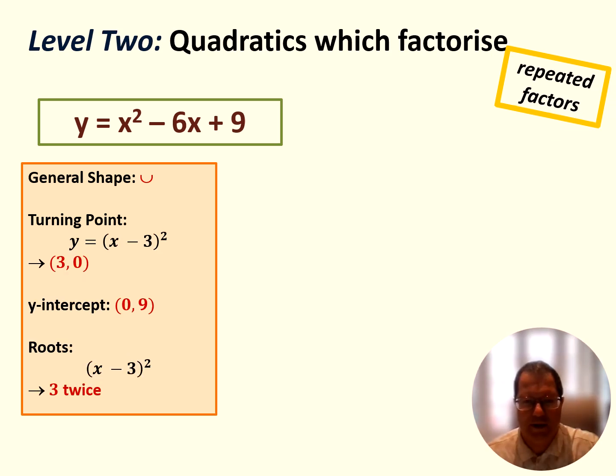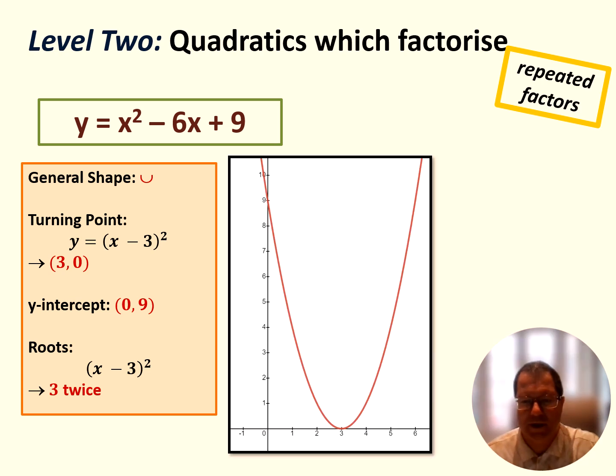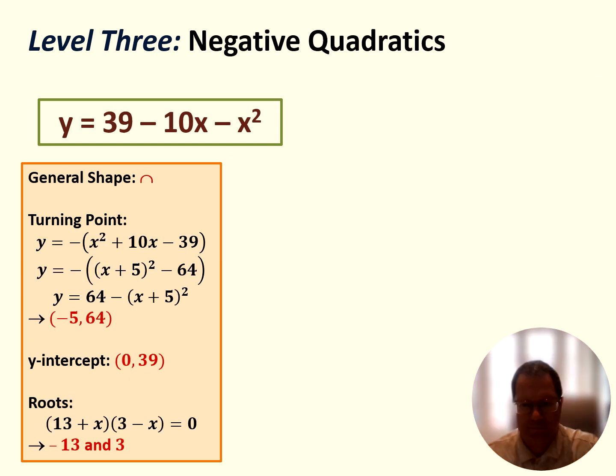What we have here is level 2, which I've called quadratics which factorise with repeated factors. So x squared minus 6x plus 9. If you complete the square or factorise it, you just get (x minus 3) squared. So the roots are 3 twice. It has a turning point, therefore, at (3, 0). And it meets rather than intersects the x-axis. Crosses the y-axis at (0, 9). And again, it's a positive quadratic. So here's its shape. And as you can clearly see, it touches the x-axis at 3, but it doesn't intersect.